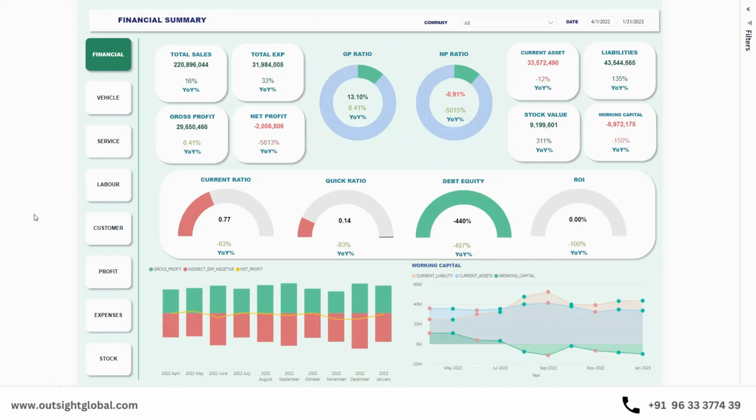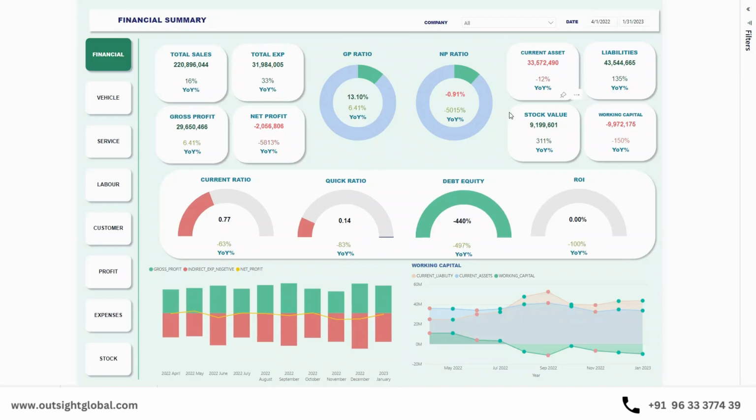In this financial summary, the total sales of a company and year-over-year changes are given, along with total expenses, gross profit, and net profit, and what is happening in year-over-year changes. It also reflects the GP and NP ratios. From this data, we get an overall idea about the financial health of a business or organization.